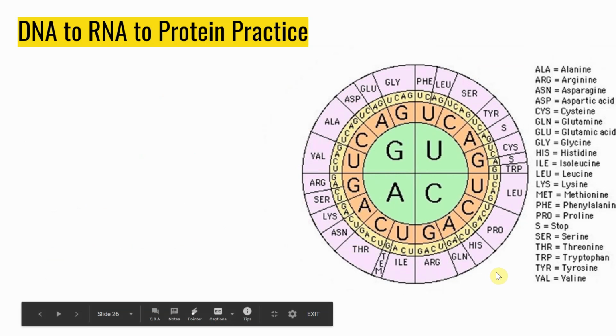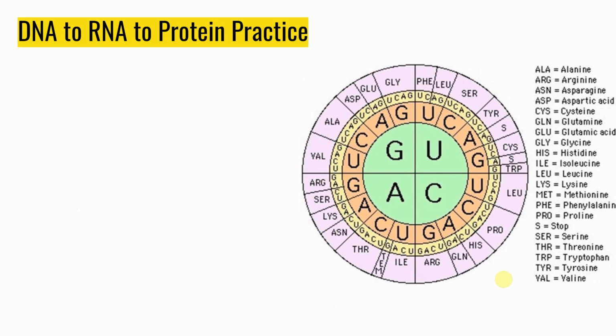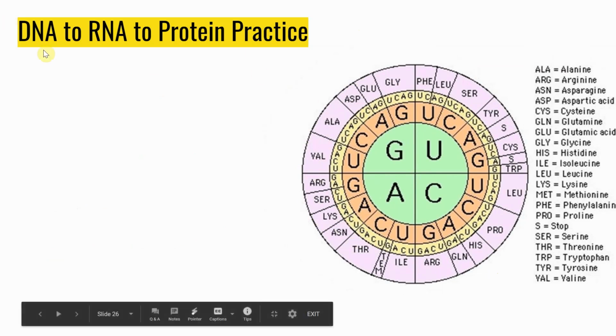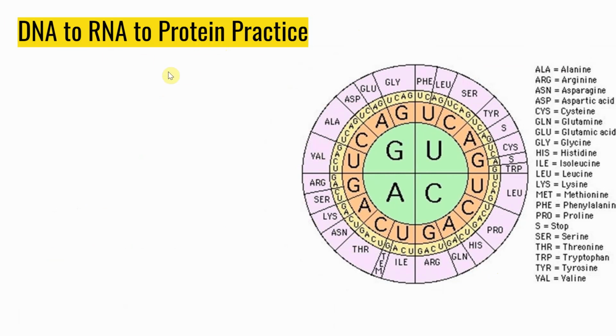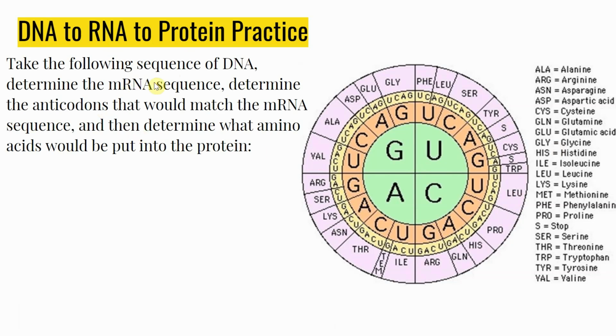So this is going to be very similar to what we've been doing for DNA replication and DNA transcription, except now we're going to put all the pieces together. Should be interesting. So in this step, we're going to go from DNA to RNA to protein. And hopefully we recognize we are basically enacting the central dogma here. The central dogma is this process of going from DNA to RNA to protein, and we're going to practice that now. So take the following sequence of DNA, determine the mRNA sequence, and then determine what amino acids will be put into this protein.